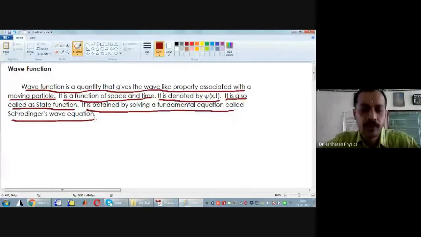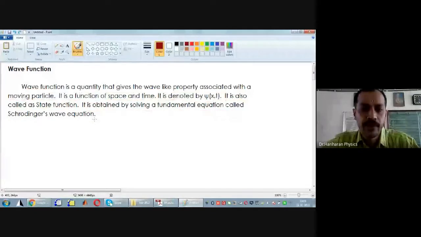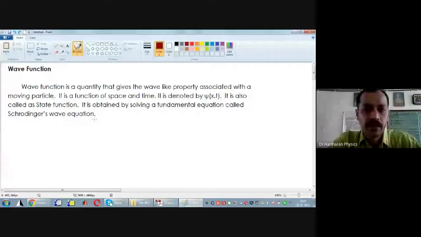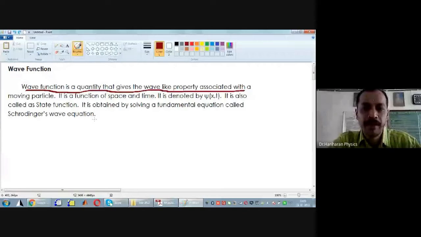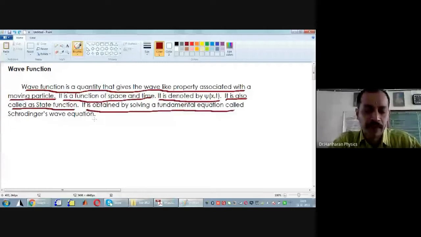Now, what is a wave function? A wave function is a quantity that gives the wave-like property associated with a moving particle. It is going to be a function of space and time, and it is denoted by psi of x, t. It is also called the state function. This function is obtained by solving the fundamental equation in quantum mechanics, which we call Schrodinger's wave equation.